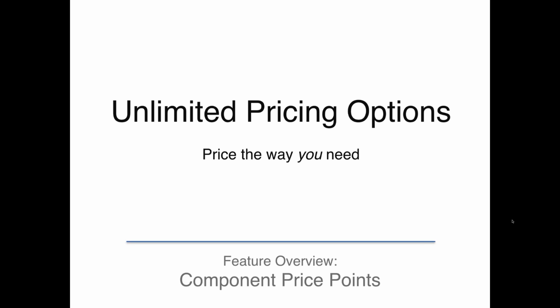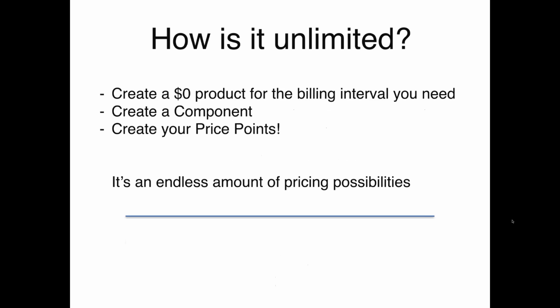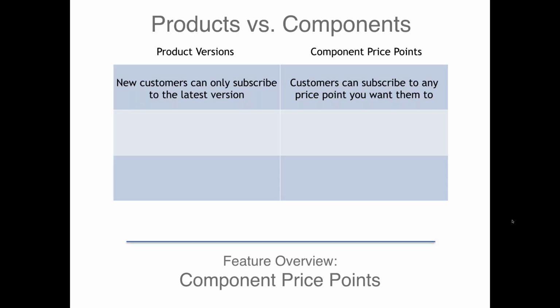Next, let's look at unlimited pricing options. You can price the way that you and your business need. So how and why is it unlimited? Well, it's simple. All you have to do is create a $0 product. And what that does is establish the billing interval that you need, monthly, yearly, etc. Then you can create just one component and then create all the price points that you need. It literally translates into an endless amount of pricing possibilities.